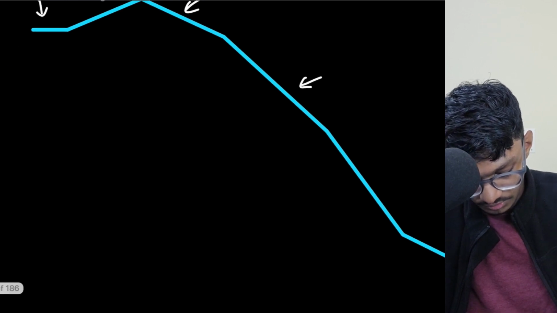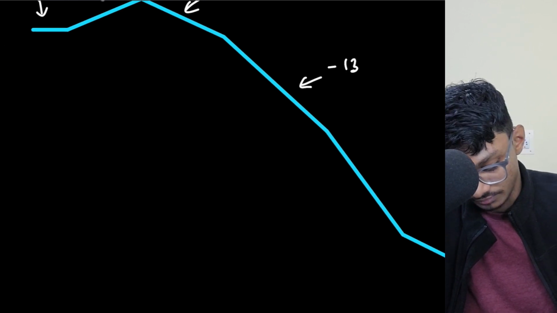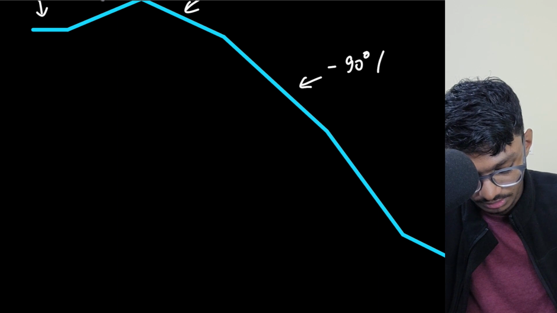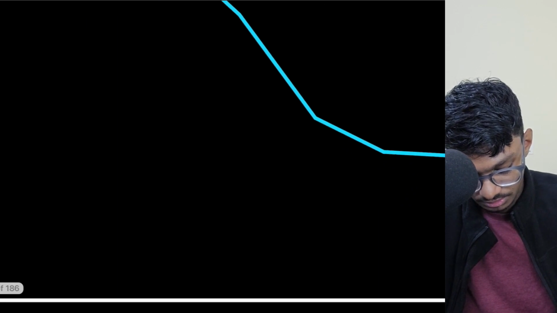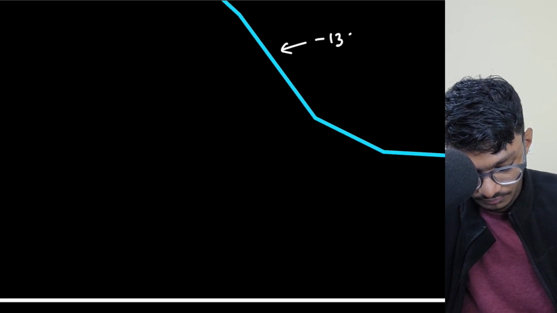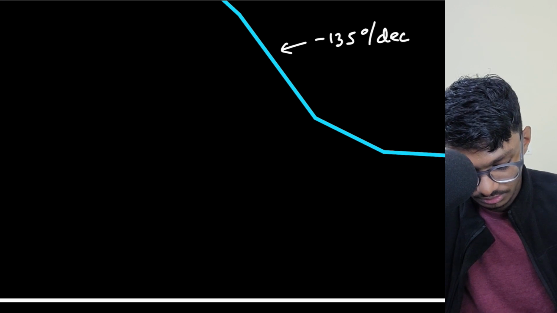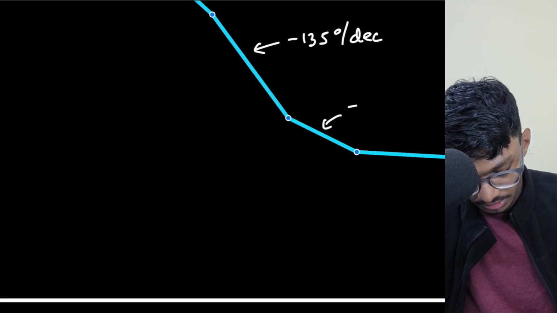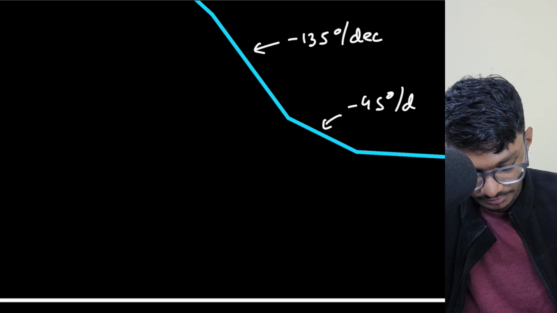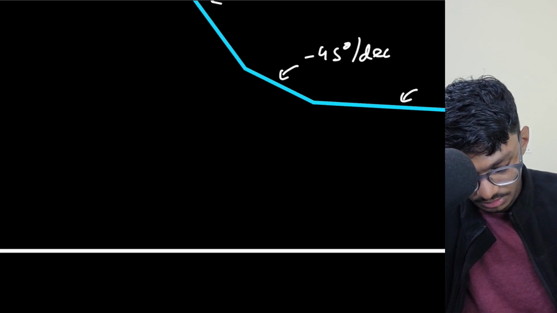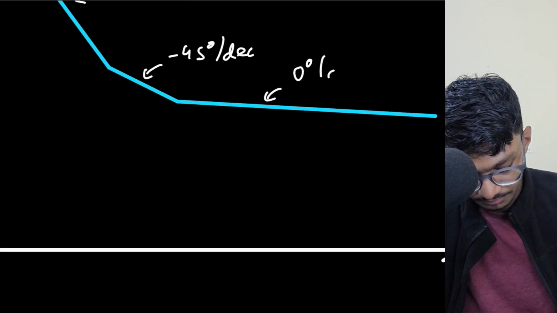This is minus 135 degrees. Oh, not 135. This is minus 90 degrees per decade. This is minus 135 degrees per decade. This is again minus 45 degrees per decade. The effect of two poles are gone, and this is 0 degrees per decade.